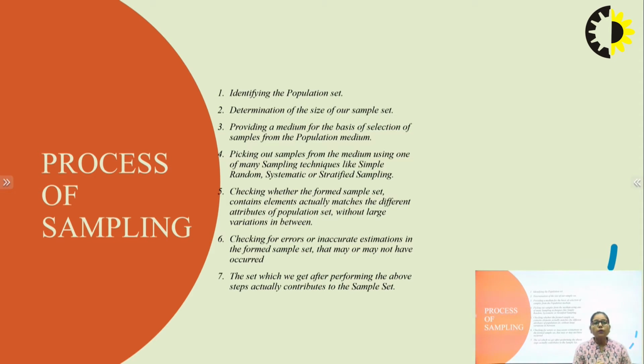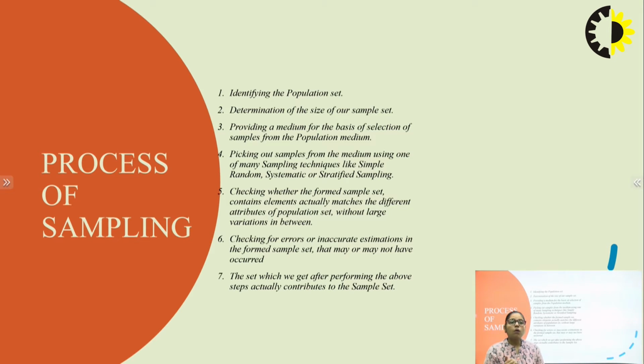Next, we pick out samples from the population using one of many sampling techniques, like simple random, systematic, or stratified sampling. These are the three techniques that we use for selecting our data set. The second point is checking whether the formed sample set actually matches the different attributes of the population set without large variations in between. Basically, when we select the data, we check that the selected data are according to our needs and requirements or not.